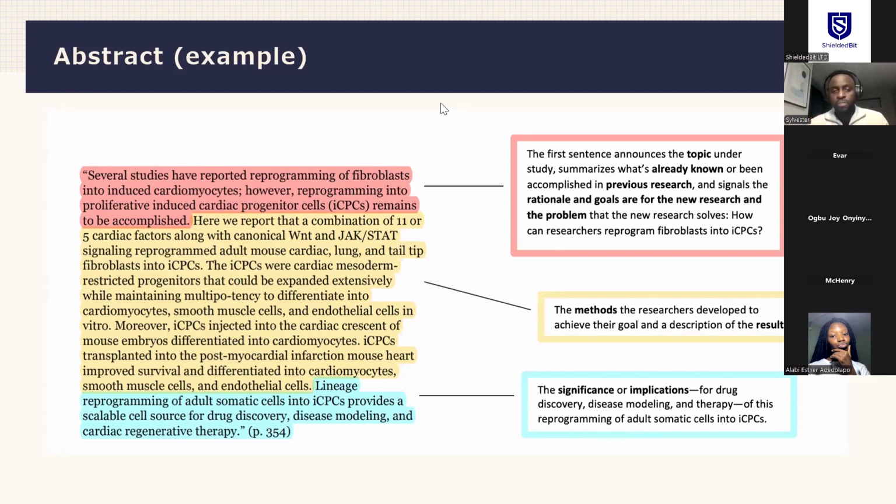So you see an example, make sure that there is a map. You start from the bigger map to your particular problem, to how you solved it, and then to the implication to the wider community. Remember that an abstract is not about what you intend to do, except you're writing a research proposal.